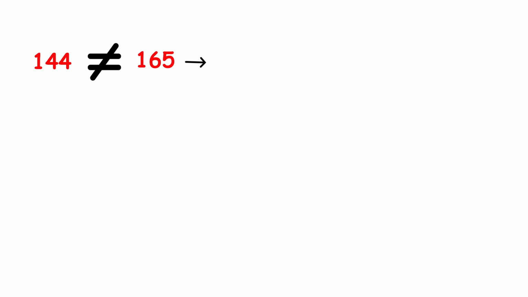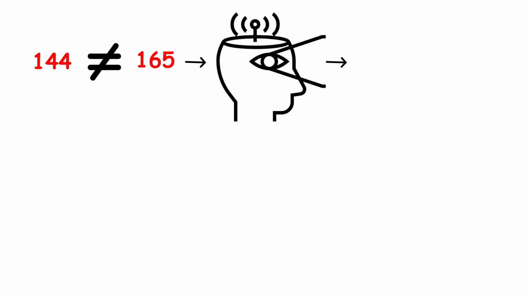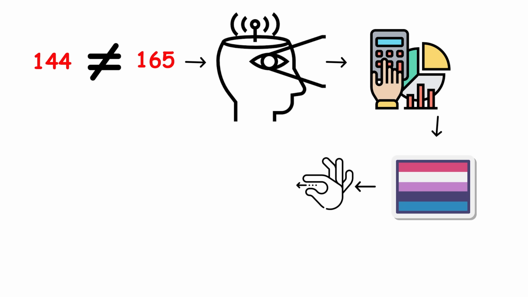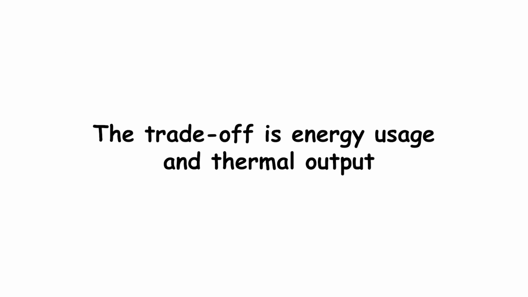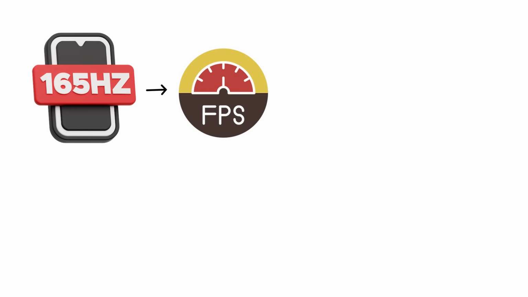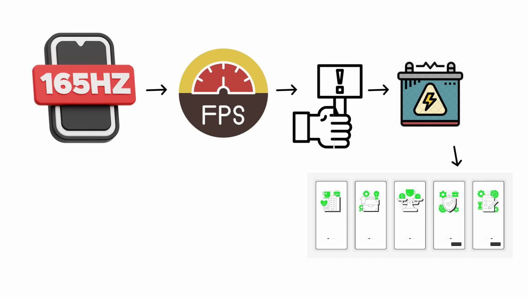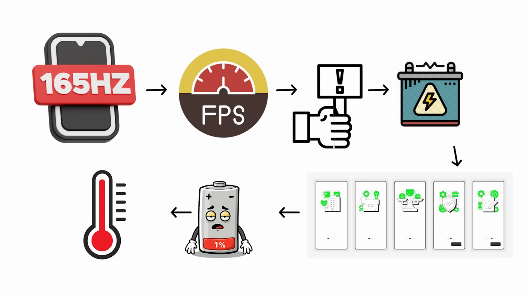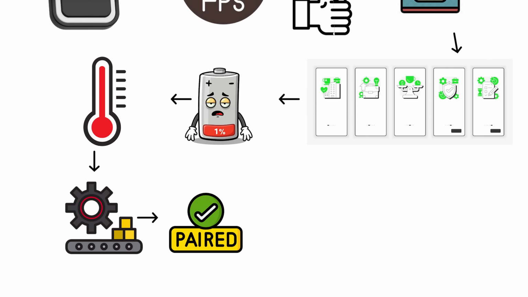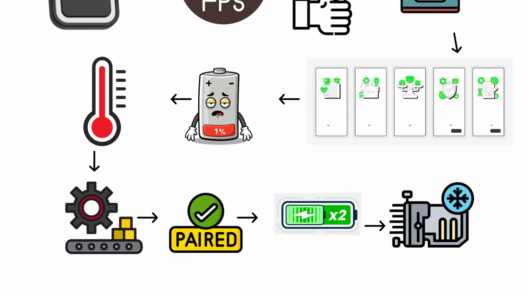The difference between 144 and 165 Hz is even harder to perceive with the human eye, since the marginal gain in fluidity is smaller than what you experience when moving from 90 to 120 Hz. The trade-off is energy usage and thermal output. Driving a screen that updates 165 times per second demands higher processing and display driver workload, which increases battery drain and device temperature. Manufacturers often pair these panels with larger batteries and enhanced cooling systems.